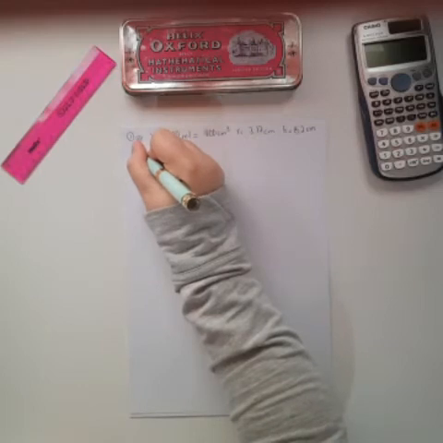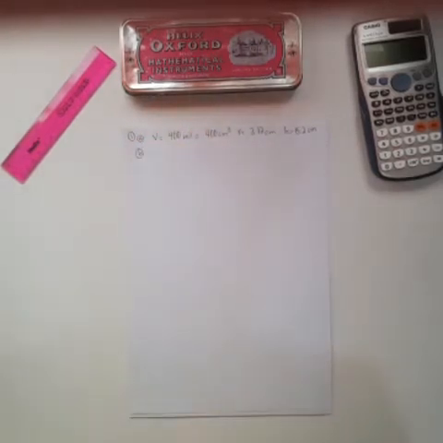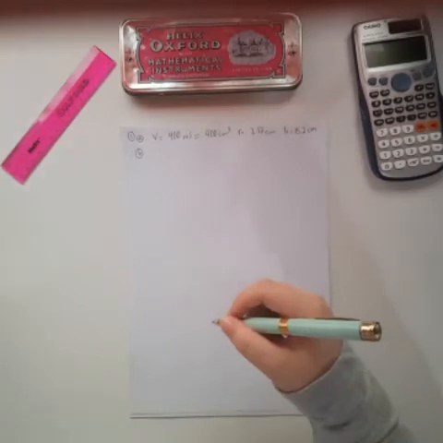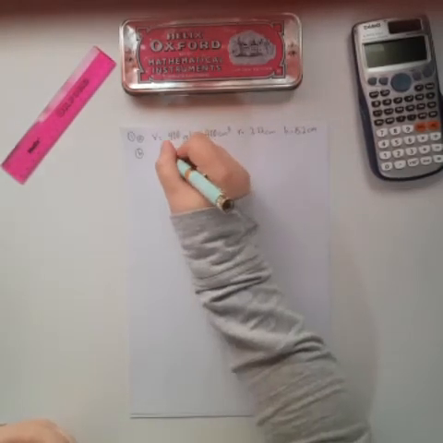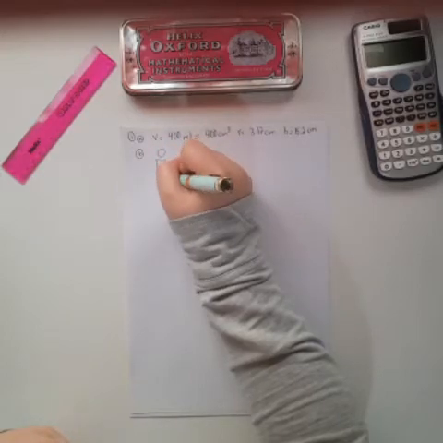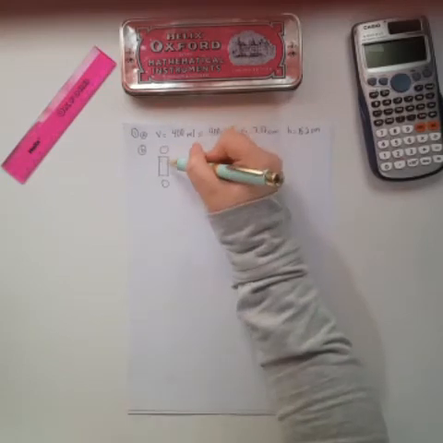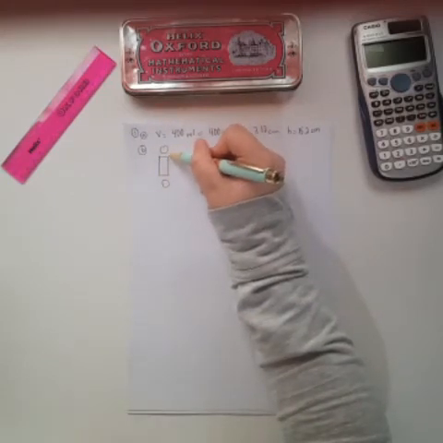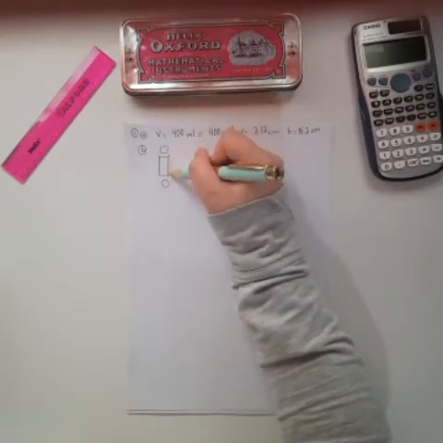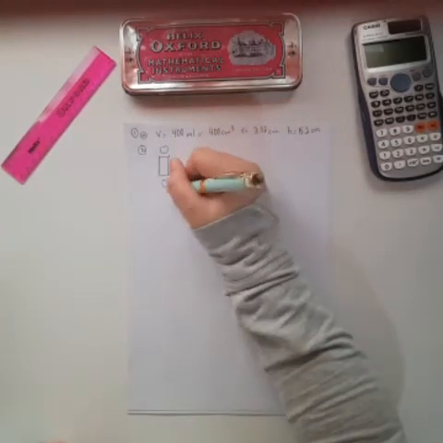Now in number 1B, they ask how the soda can is different from a perfect cylinder with a constant thickness. A perfect cylinder is like a geometric shape. We have here like a rectangle or a cylinder, and here we have two circles.